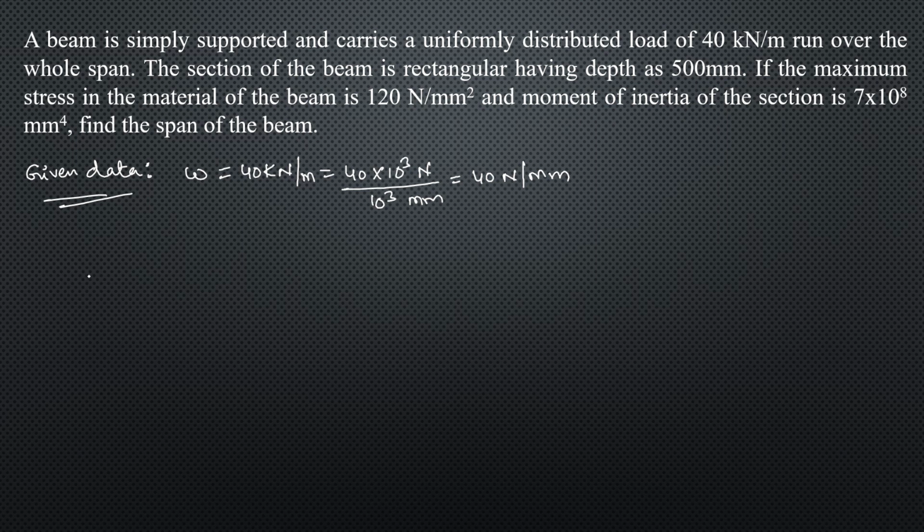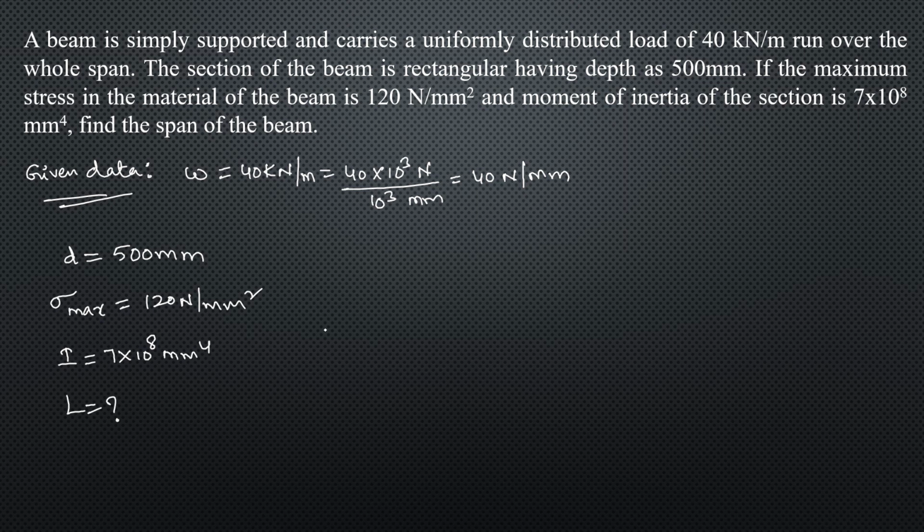Next, what is given to us? The section of the beam is rectangular, depth d is equal to how much? 500 mm, and the maximum stress, sigma max, is given as 120 Newton per mm square, and the I value is given, moment of inertia, which is 7 into 10 power 8 mm power 4. He is asking us to calculate the value of span L.